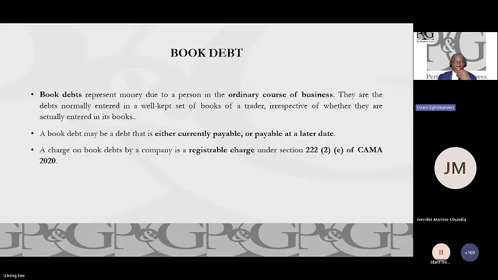What is a book debt? No more than what the name says. It's a debt in a book. For everyone on this platform, I don't need to explain that in any great detail. Any going concern, except its cash and carry, will have its customers owe it some money.